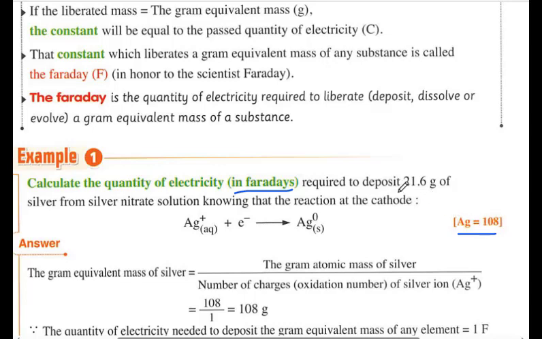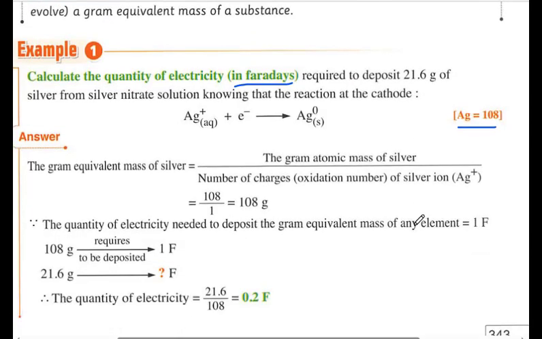So what is the quantity of electricity required to deposit 21.6 grams? By cross multiplication we'll find the solution. 108 grams is required to be deposited by 1 Faraday. So 21.6 grams, how many Faradays does it require? Okay, cross multiplication, we find that the quantity of electricity equals 0.2 Faraday.